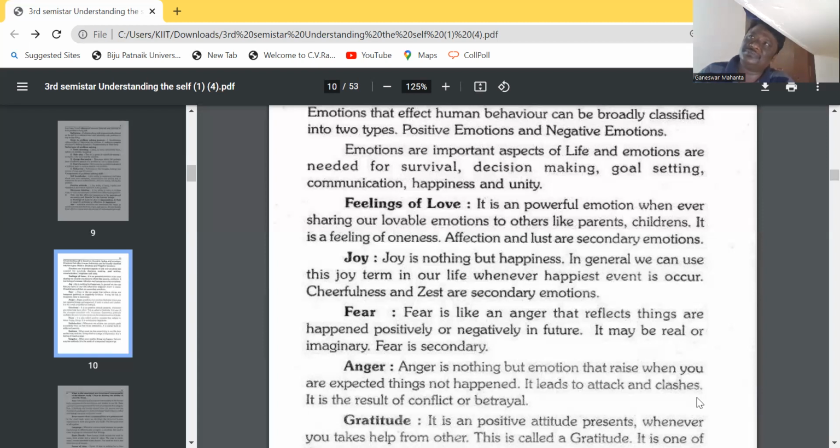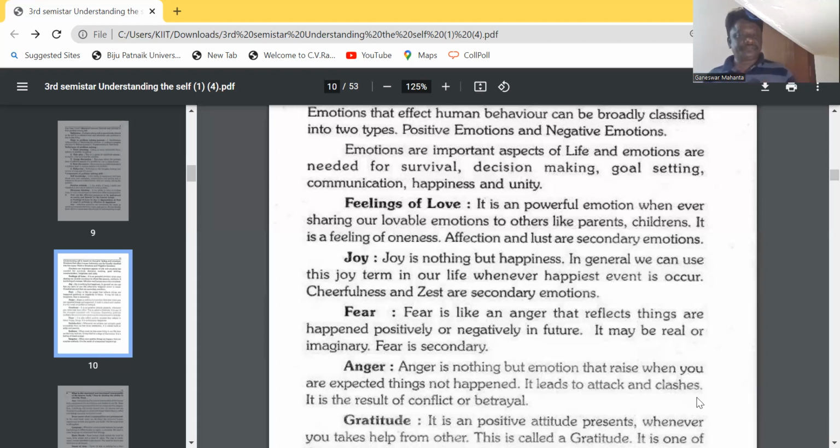Just remember your childhood and family situations when happiness comes. It is a feeling of oneness. Affection and lust are secondary emotions. So feelings of love are a different form of life. That is shown toward our own family members like parents and children. Feelings will come automatically in your heart and mind. Affection and lust are secondary emotions.